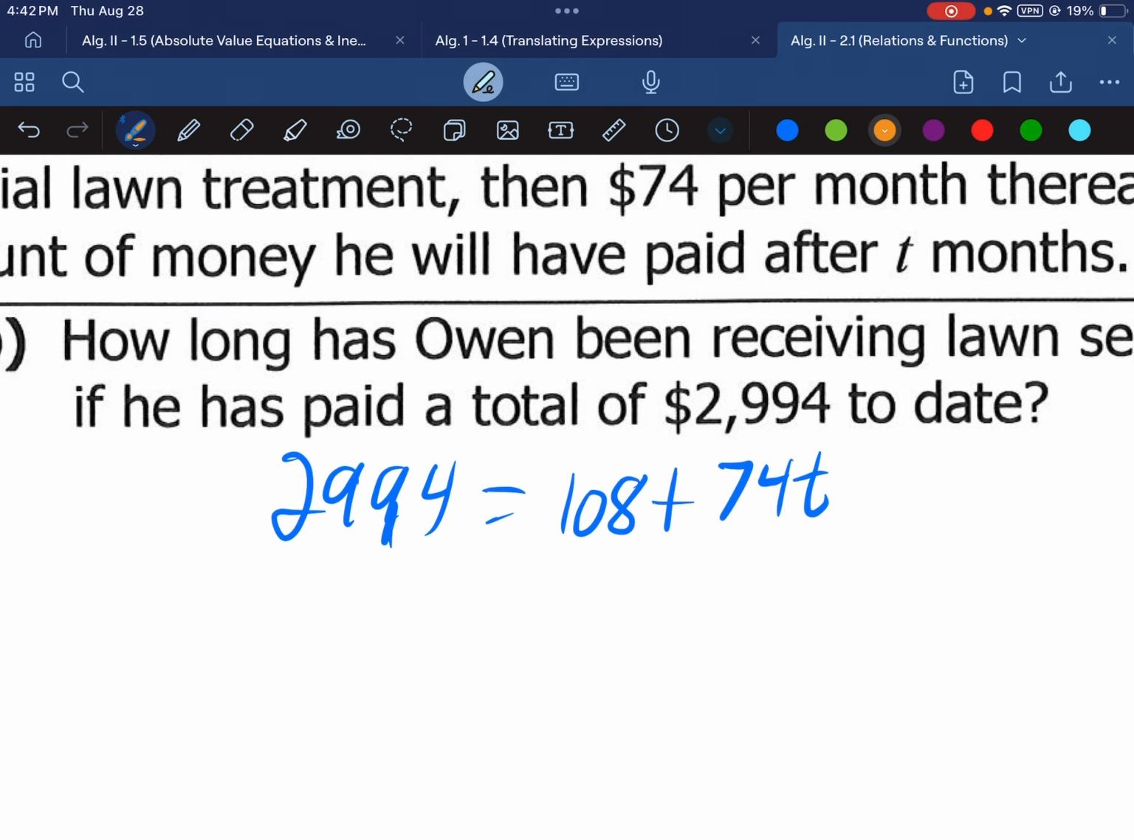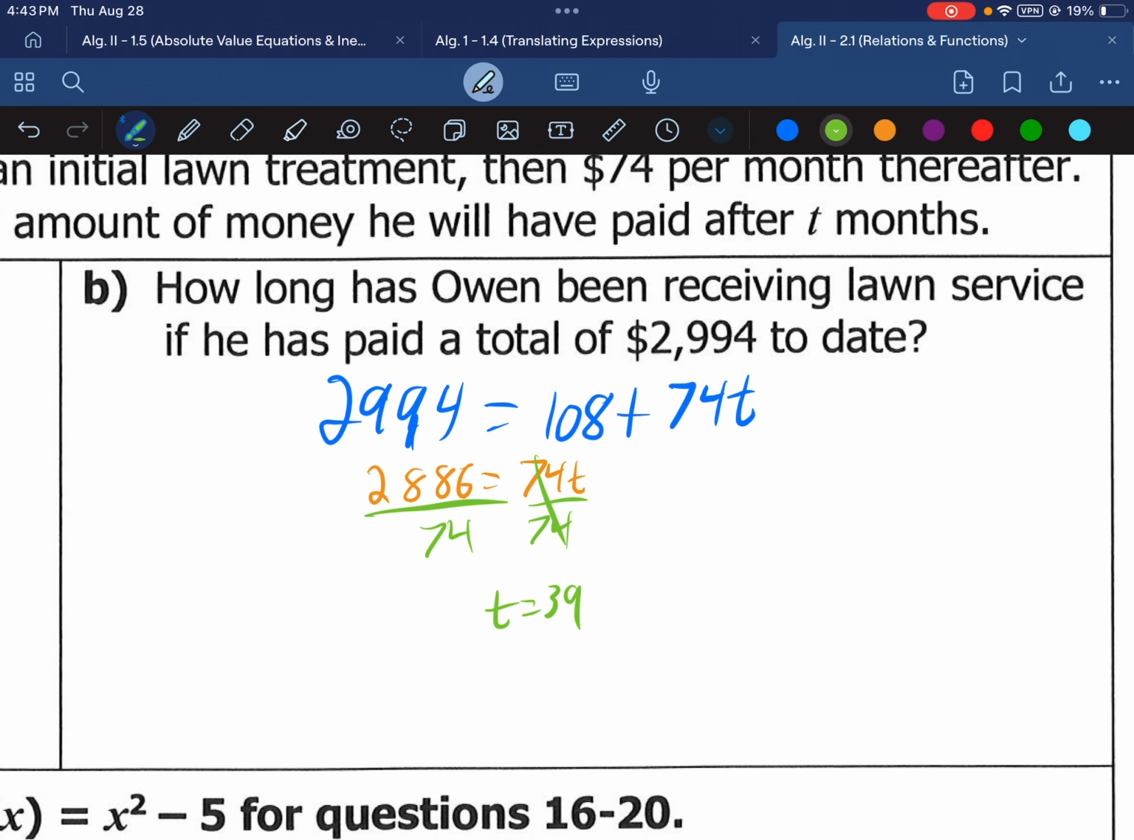And now we start solving this equation for t by subtracting 108 and getting 2,886 equals 74t. If we divide both sides by 74, we get t equaling 39. We need a label, so it's 39 months. If you have labels, you use labels.